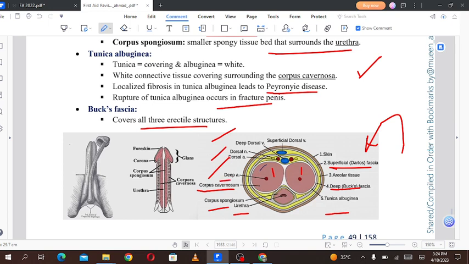So corpus cavernosum contains deep arteries, corpus spongiosum contains the urethra, and the Buck fascia contains these structures along with the deep dorsal vein, dorsal nerve, and dorsal artery.